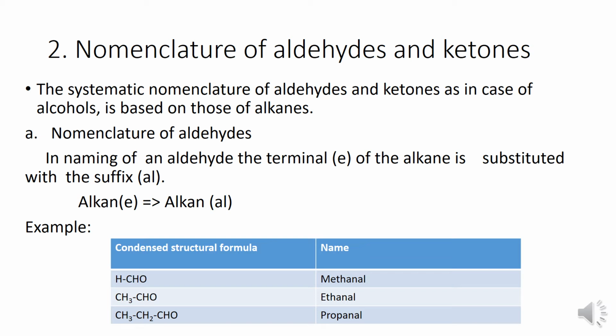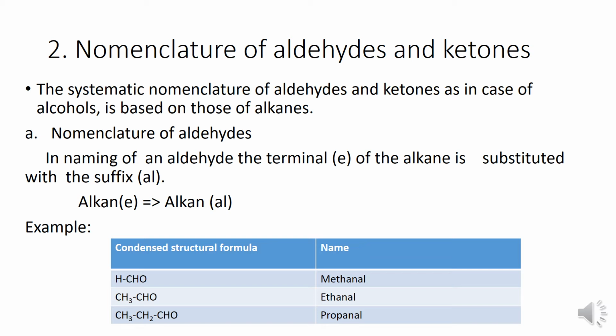Okay, do you remember this one? So don't forget it. Now let's take the third example. For n equal 3, the molecular formula will be C3H6O. The condensed structural formula is CH3 bond CH2 bond CHO.